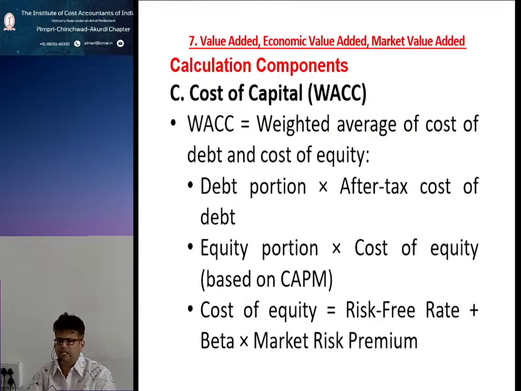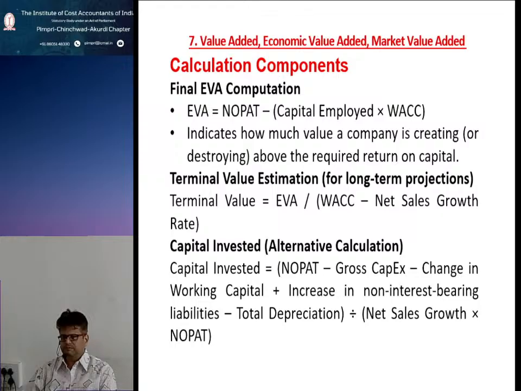Then another calculation component is the WACC, the weighted average cost of capital, which means the weighted average cost of debt and cost of equity. So the debt portion into the after-tax cost of debt, and the equity portion into the cost of equity based on CAPM. The cost of equity is equal to the risk-free rate plus beta into the market risk premium.